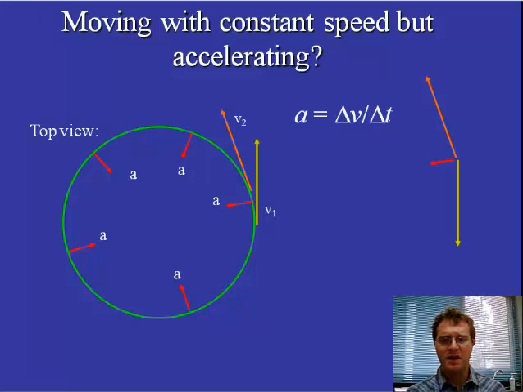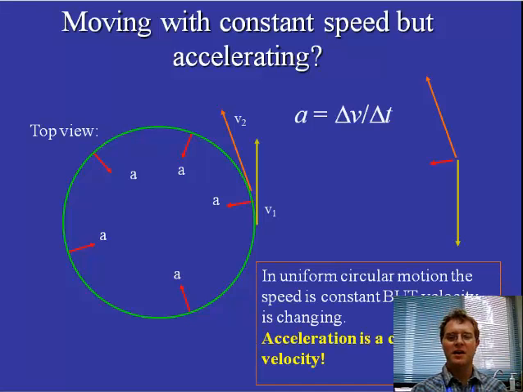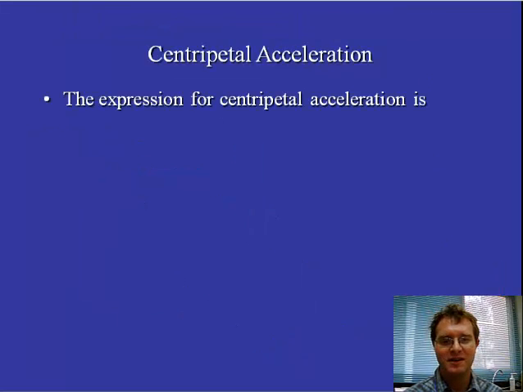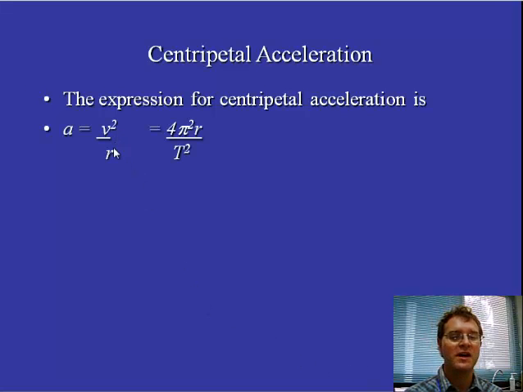Going a little bit further than that, the statement we're going to look for: in uniform circular motion, the speed is constant but the velocity is changing, and therefore there is acceleration, which is a change in velocity. That's the statement we need to make sure is clear. Towards the center of the circle, that means if we look at the expression for centripetal acceleration, it is v squared divided by r, the radius.